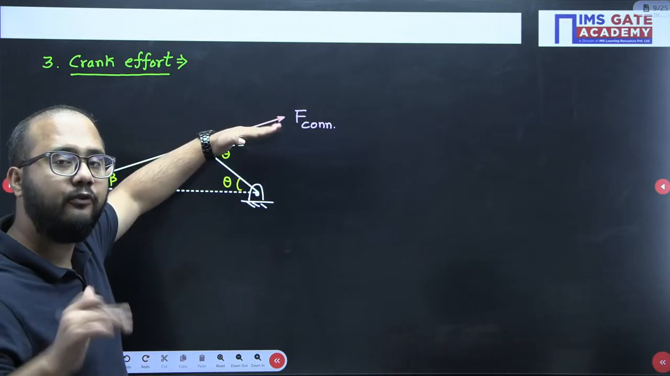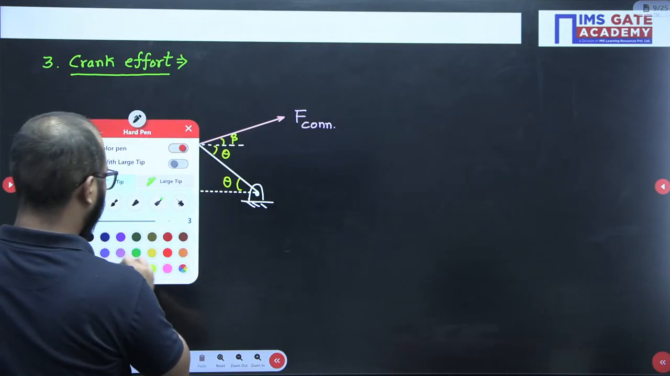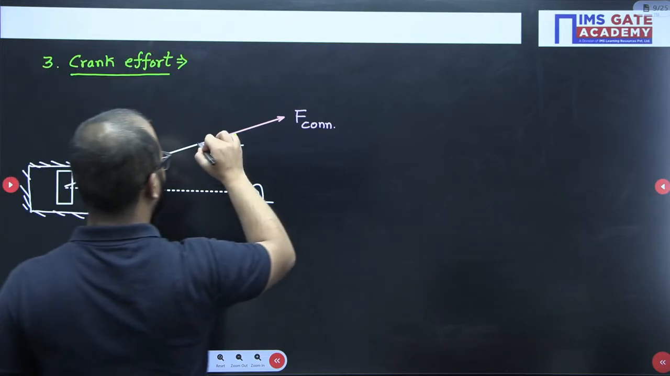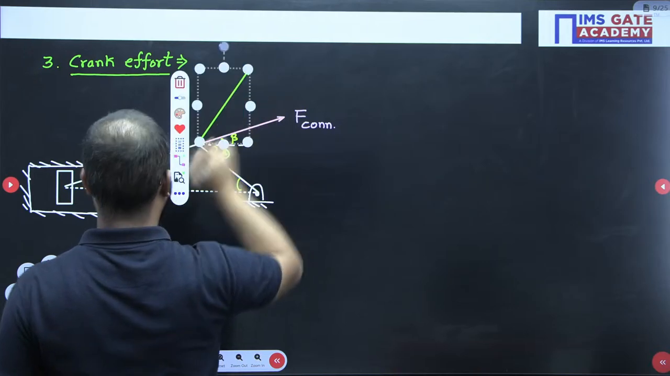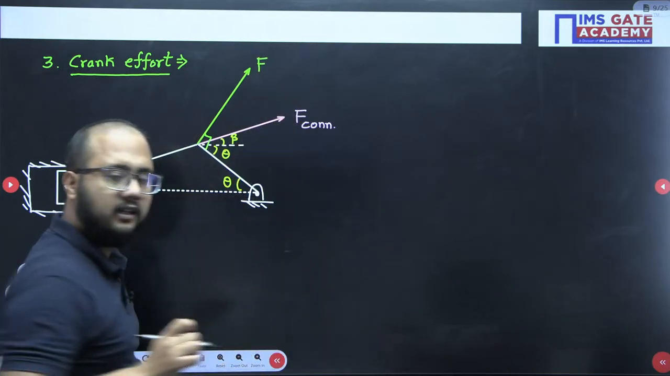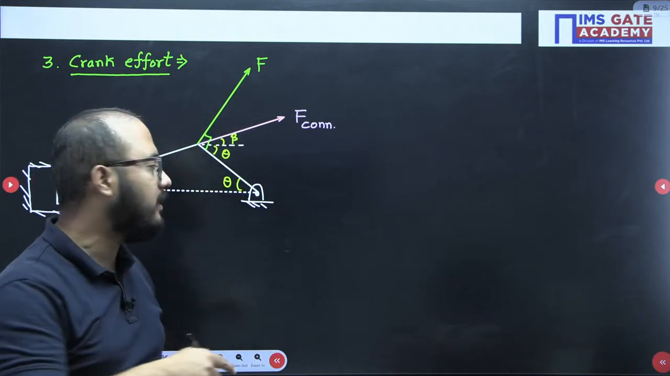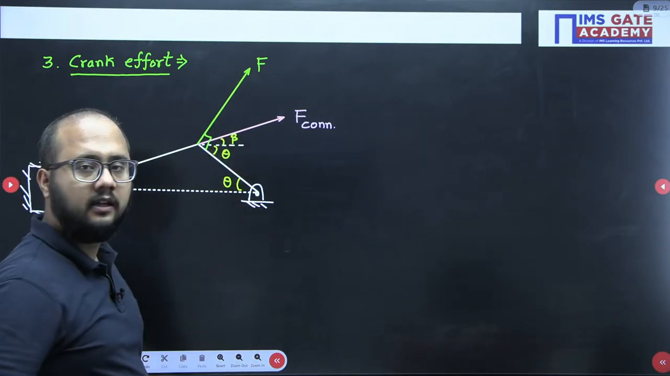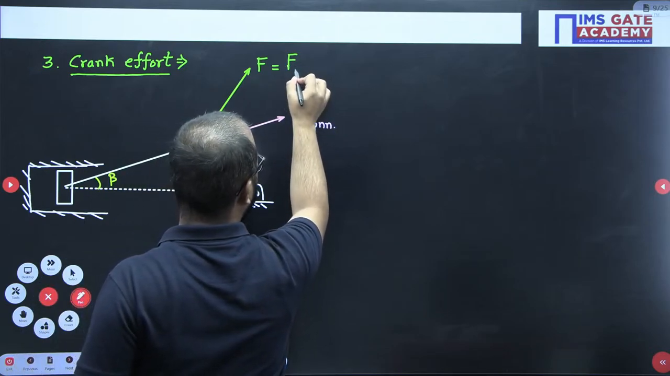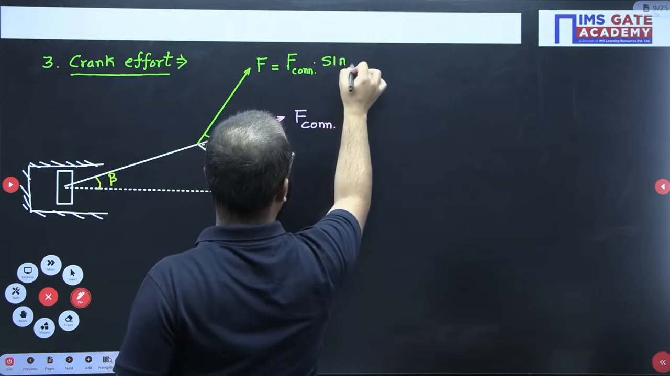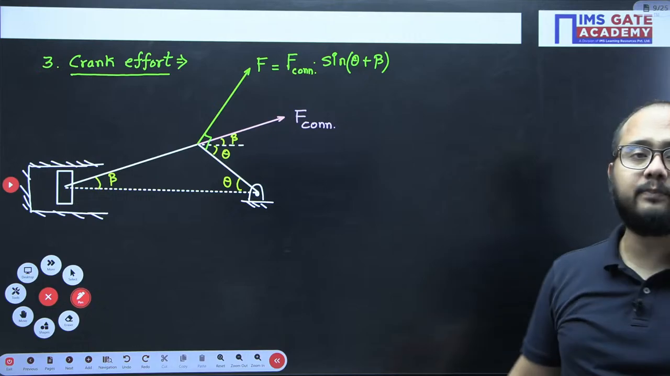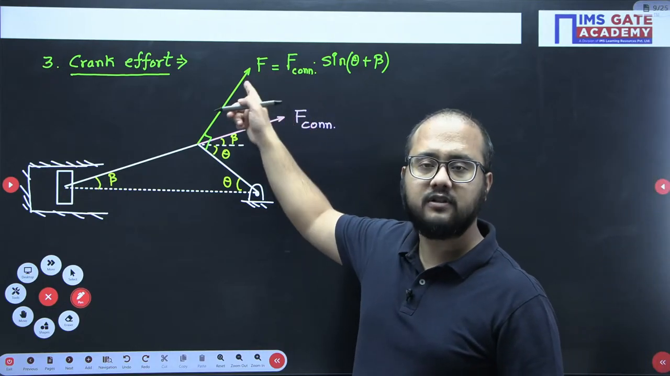Now this force, if I take the vertical component of this force on the crank, what will it be? Please try to observe here. Force on the connecting rod, crank. Now see, it is perpendicular to the crank, and this is known as crank effort. That force is responsible for the rotation of the crank, and it is perpendicular to this crank. It will be equal to the vertical component of this connecting rod force into sine of theta plus beta. It is sine theta plus beta.